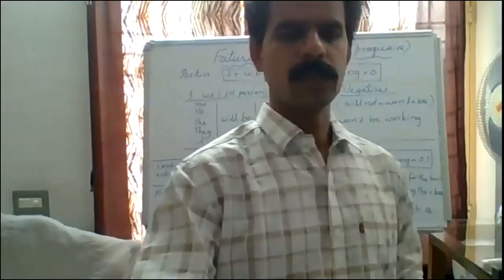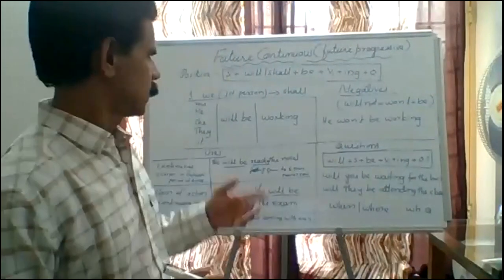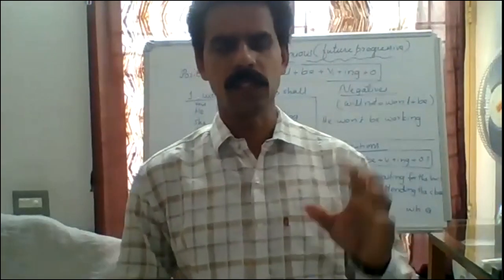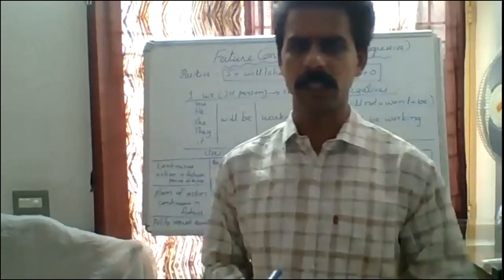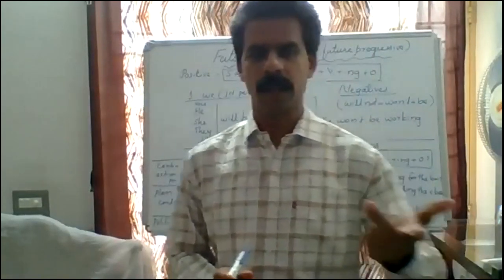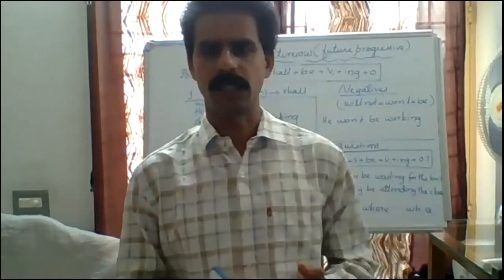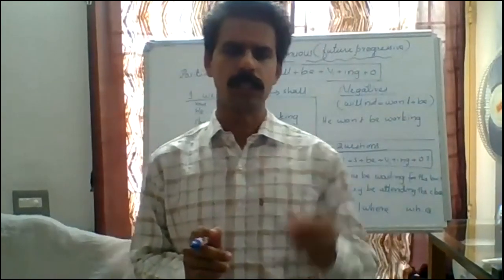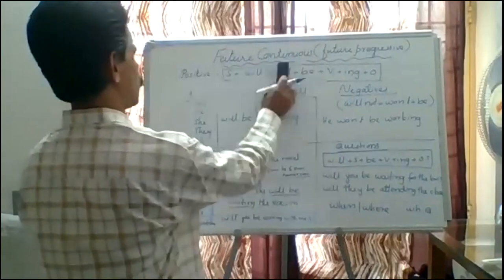One more thing I would like to give you here, one more idea I would like to share with you. Most of all these continuous forms, a few days back we learned present continuous and past continuous. Now this is a future continuous, that is future progressive tense. So all these progressive tenses carry the main verb form in ing form, that is present participle. What are the words which we cannot use in present participle? Let us see.